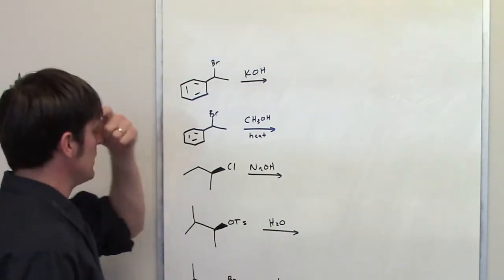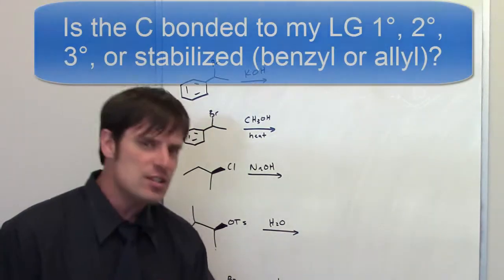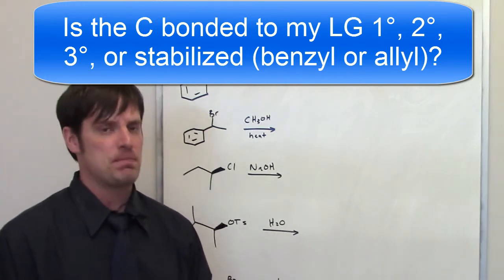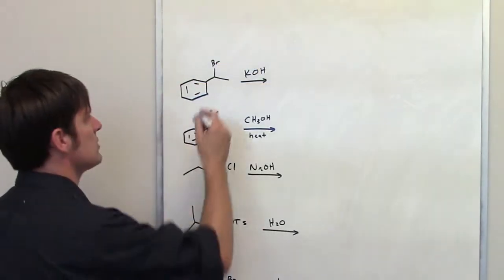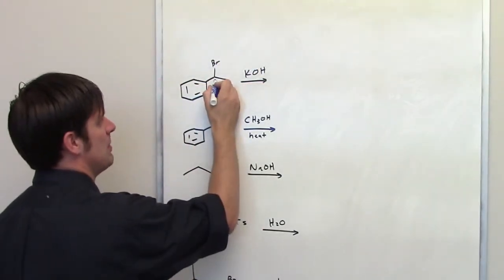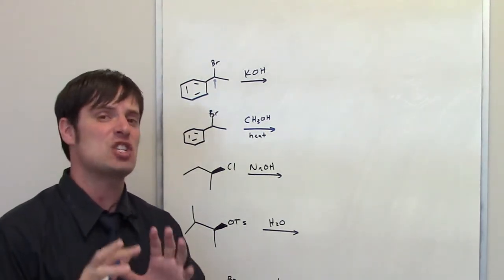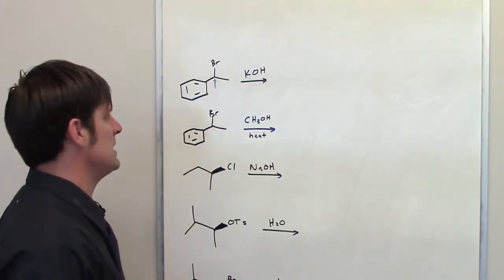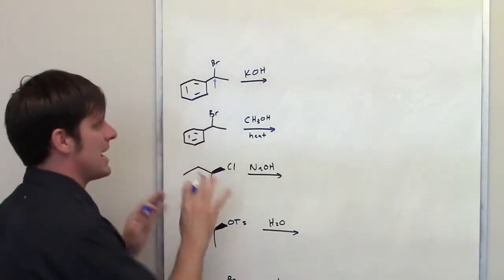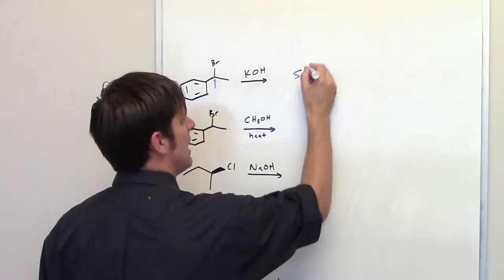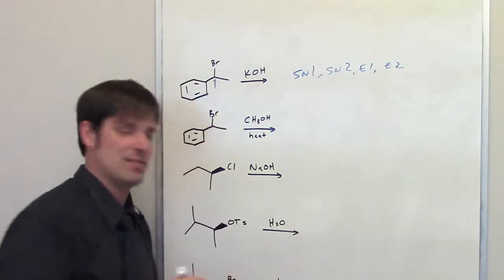So this first one, we look at this starting material. The question that we ask ourselves first is, is the carbon that's bonded to the leaving group primary, secondary, tertiary, or stabilized? Here is the leaving group, it's a bromine, and here is the carbon that is bonded to it. Now that carbon is a secondary carbon, but it's a secondary stabilized carbon because it's at the benzyl position. So because that is a secondary carbon that is stabilized, this reaction thus far could potentially be any of the above. So I go ahead and write down SN1, SN2, E1, or E2. I don't know. I have to go on to my next question.